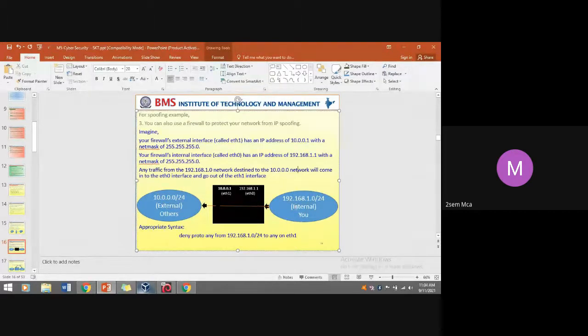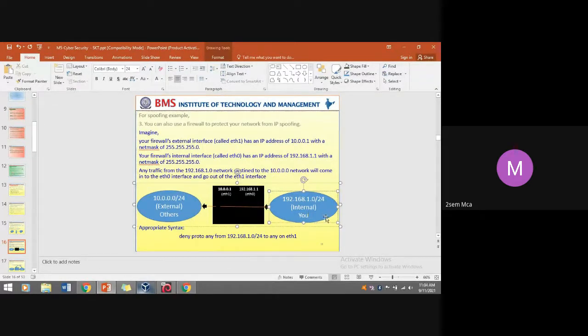So observe here how the rule is defined. What is the rule? Deny protocol, any protocol like TCP, IP, FTP, SMTP, ICMP, from any of the systems that exist within the internal network, that is your network, to any on Ethernet 1. The external interface is going to send it to any other network.